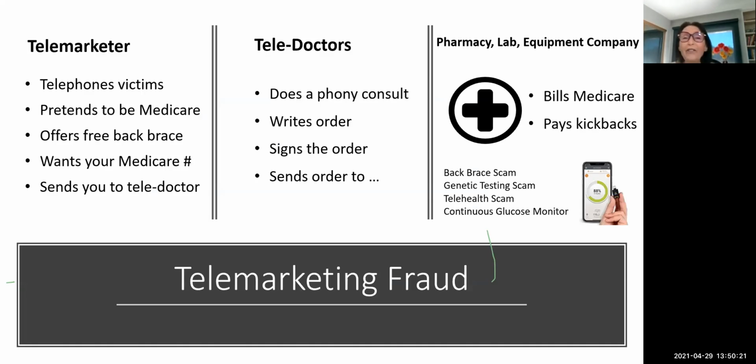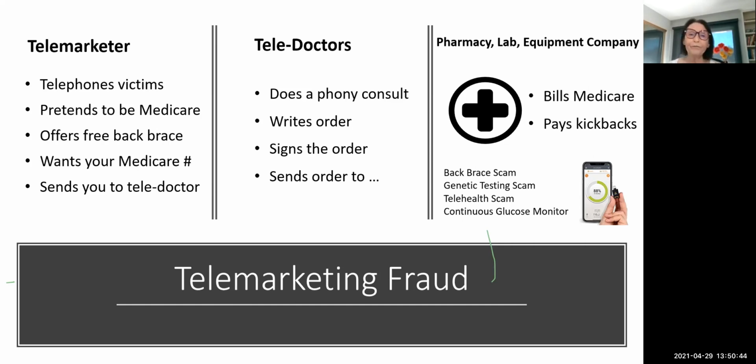Now, speaking of the telephone and television, we want to talk about telemarketing fraud. And this is big business. This is a scheme that is going on every day, all day across the country. Let me explain what happens here.